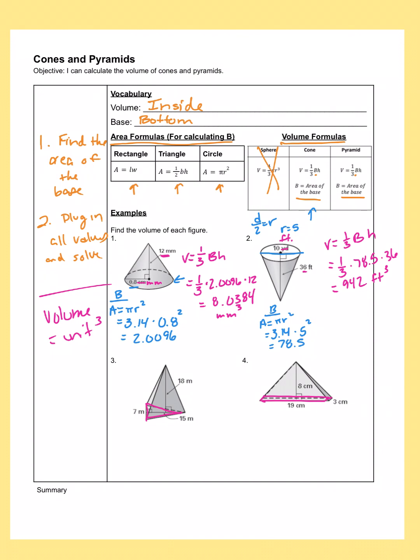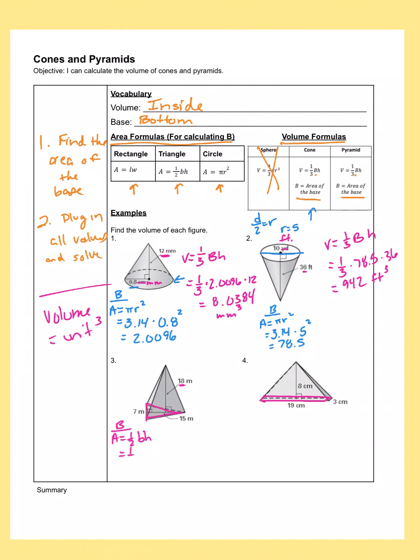So number 3, to find capital B, we have to find the area of the base. In this case, the base is that triangle. So we need the area of a triangle, which is 1/2 base times height. Now notice this is little b and this height. So we're talking about just the base. I'm looking at just this pink triangle that I outlined here. So we don't need the height of the whole pyramid yet. We're just looking for the height of that triangle. That's what that H stands for here.